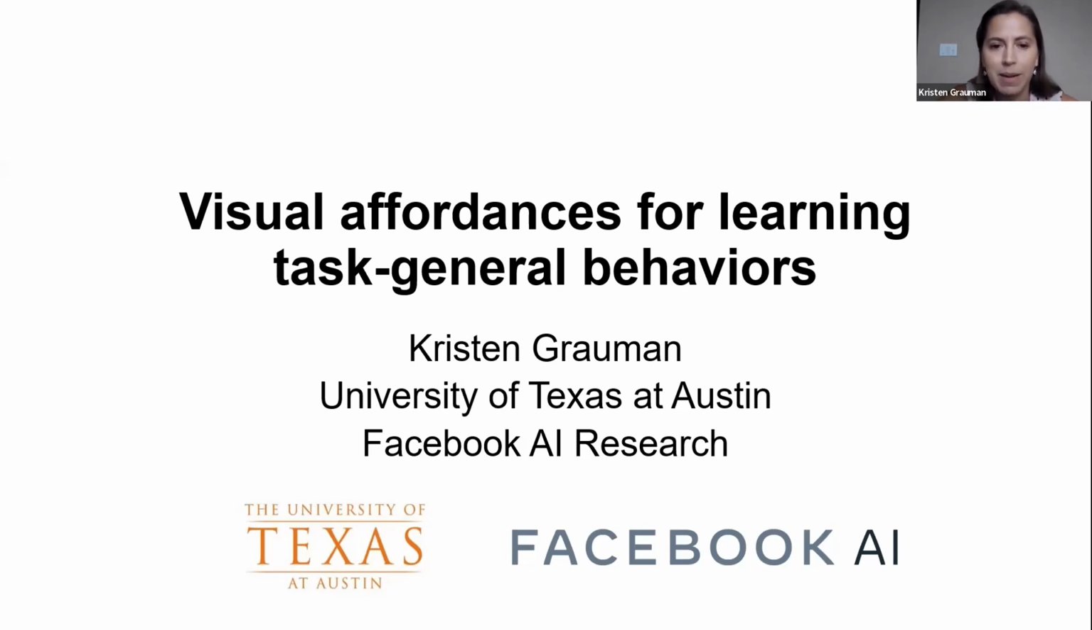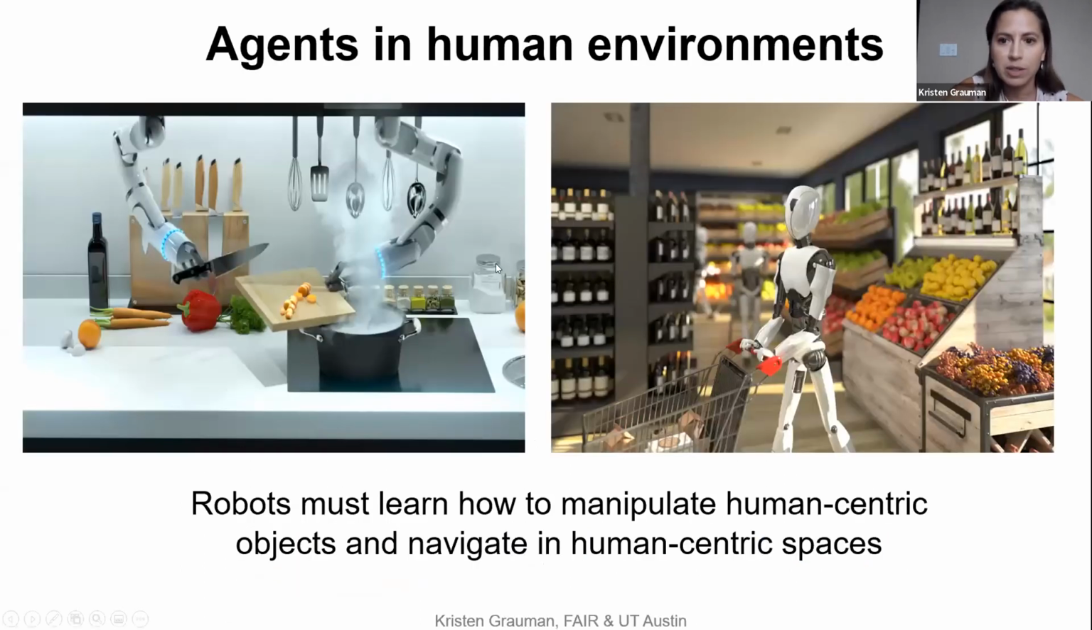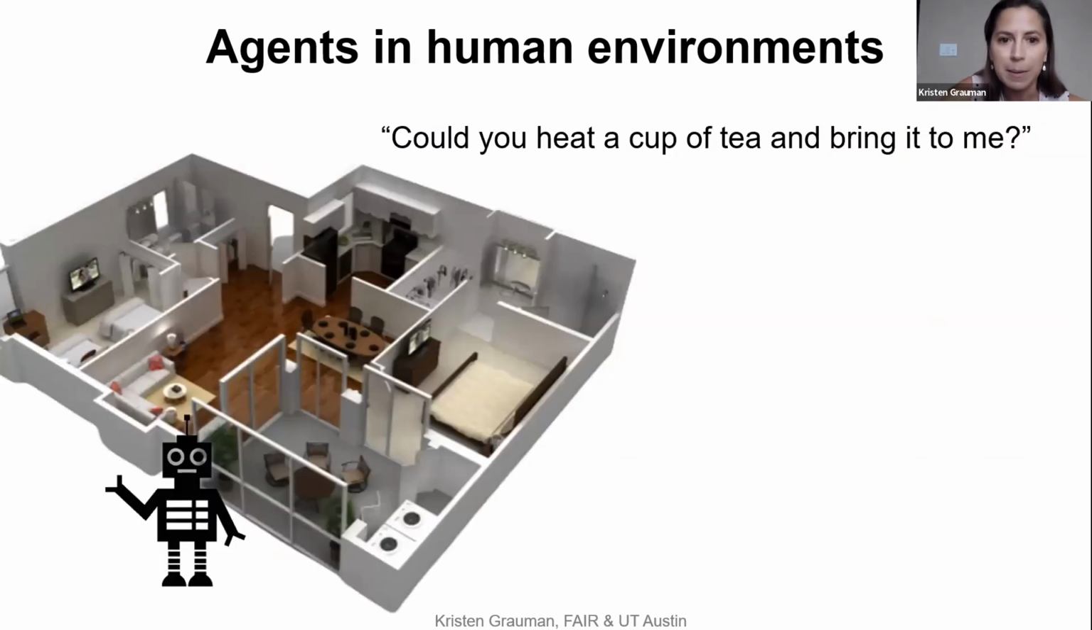I'll be telling you about how we're coming from the computer vision perspective to try and influence agent behaviors in a way that would help scale robot learning. So we're interested in agents that can operate in human environments, whether that's using objects that are geared towards people or environments that are geared towards people. And this gives great motivation for looking to people and people's experience as a way to benefit robot learning.